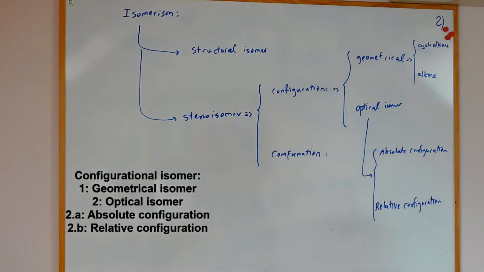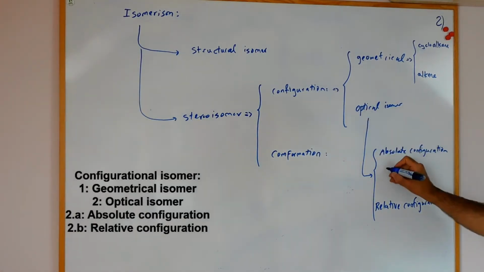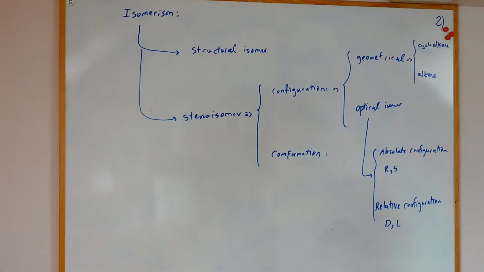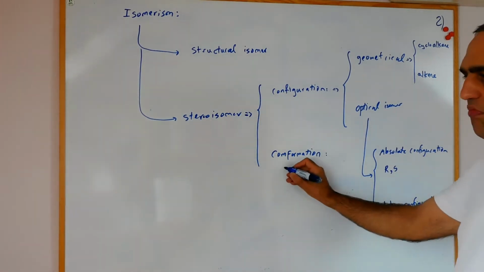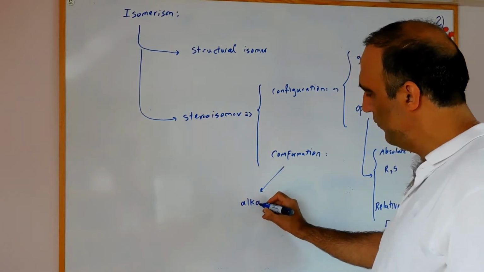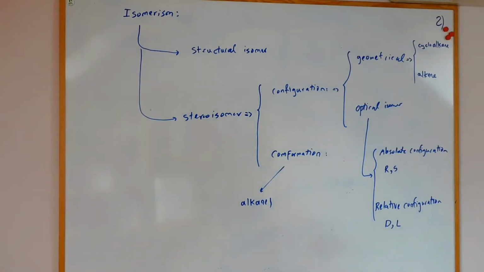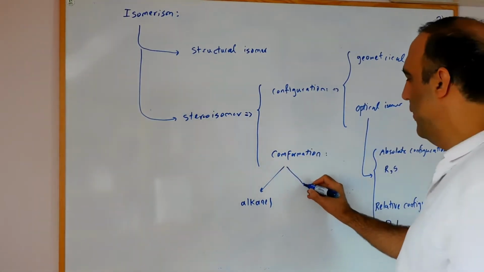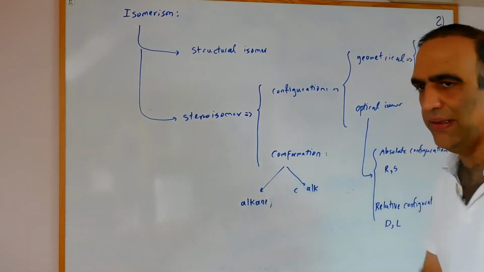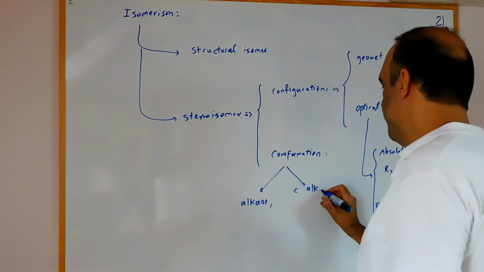Okay, absolute configuration, which we will study in the optical isomer, can be of two types, R and S, and the relative configuration can be of two types, D and L. And this is very easy. Conformation we also can study in the alkanes and cycloalkanes.